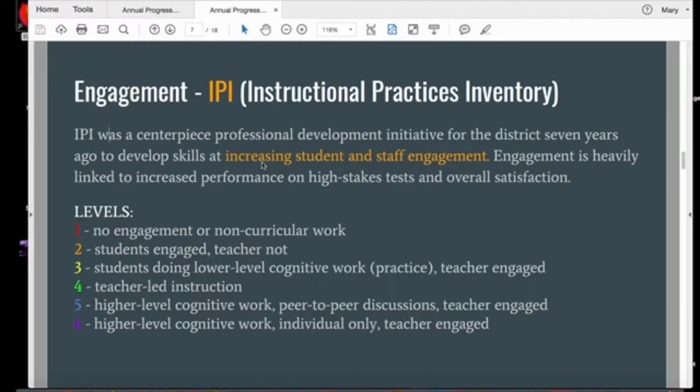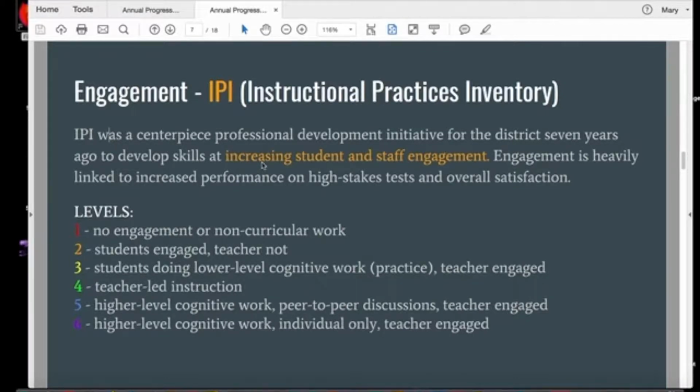So some reminders before we get started: this is not a continuum or a hierarchy. Levels 5 and 6 are not necessarily better than 3 and 4. They're just very different, and throughout the course of a lesson, you're probably going to want to be in all these areas, 5 and 6 and 3 and 4.